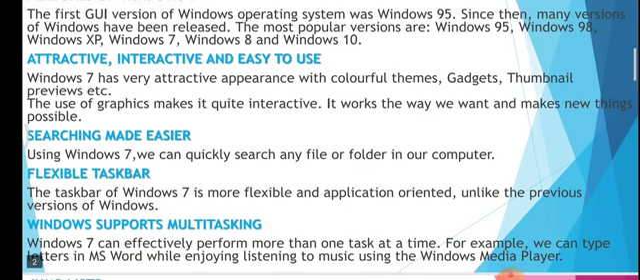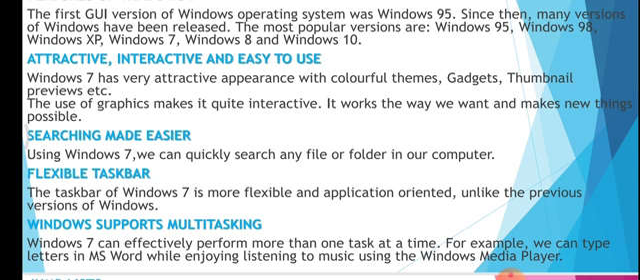The first feature is attractive, interactive, and easy to use. Windows 7 has a very attractive appearance with colorful themes, gadgets, thumbnail previews, etc. The use of graphics makes it quite interactive. Interactive means responding to a user's input: when the user provides an input to the computer, then the computer gives some result to the user. It works the way we want and makes new things possible.